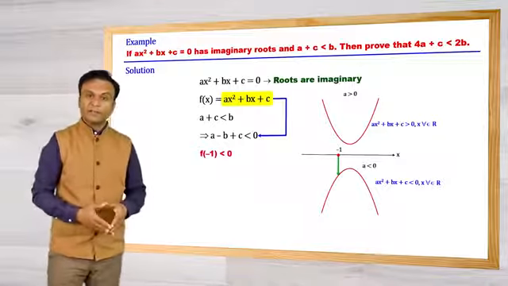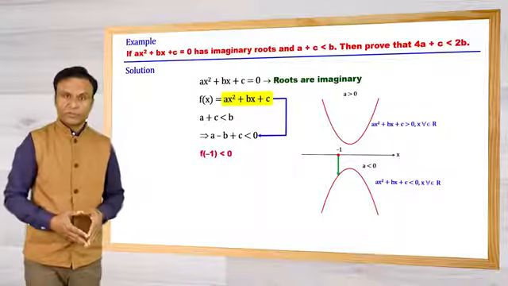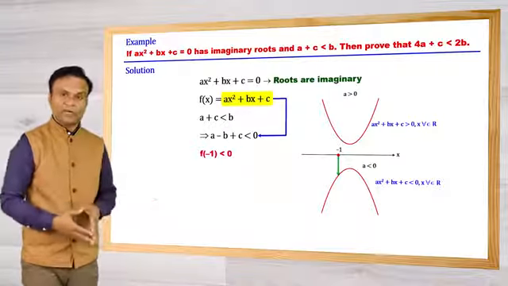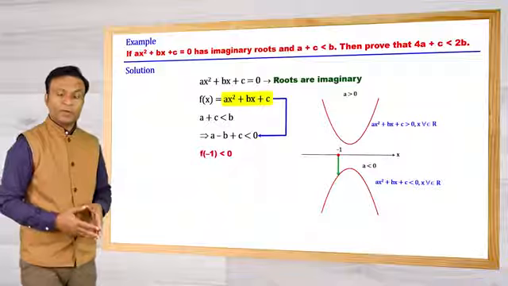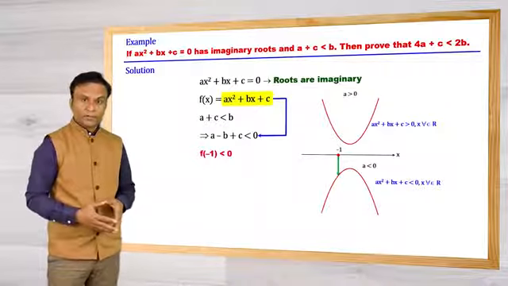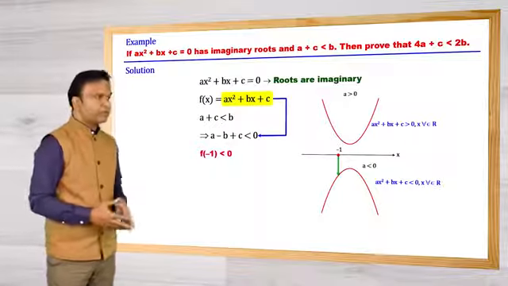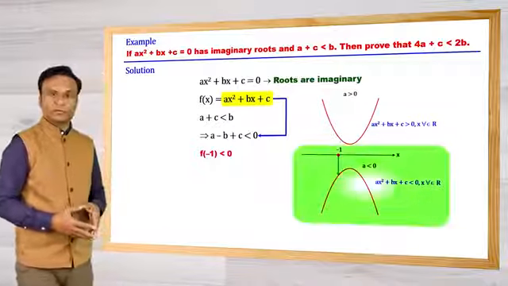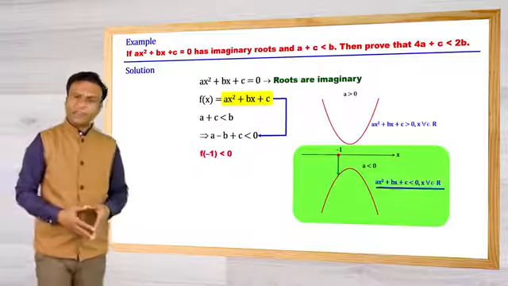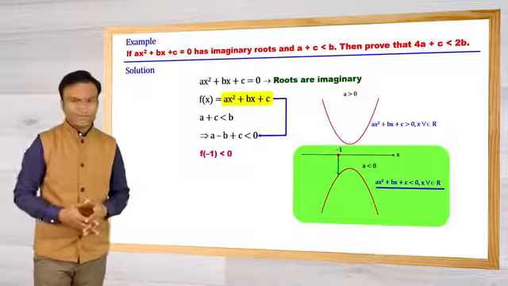Here it is given the roots are imaginary. So we eliminated 4 graphs. We had only 2 graphs. Now from f of minus 1 less than 0, we get this only possible graph. Now for this graph, f(x) is less than 0 for all x belongs to R.